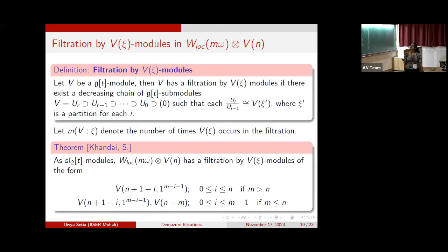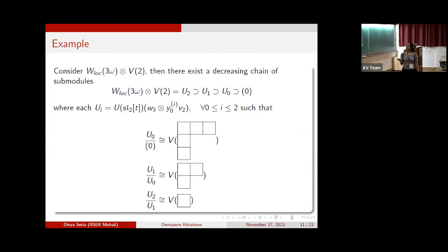The result is that if we consider the local Weyl module tensor with the irreducible module, this has a filtration by these CV modules, which are of the form this. And the thing you'll observe is that all the partitions are hook shaped here. I'll explain with the help of an example: if you take W local of 3 omega tensor with V2, this has a filtration, and the length will be the minimum of m and n. These are the generators, and each quotient becomes isomorphic to these CV modules.